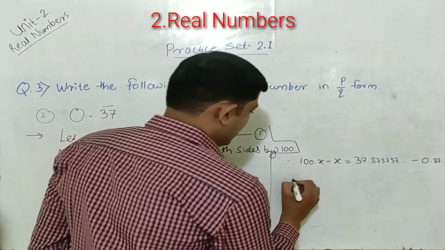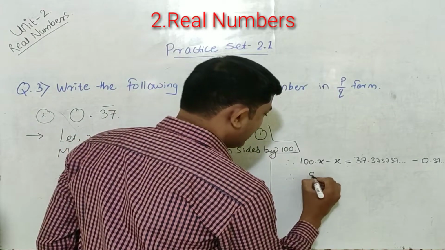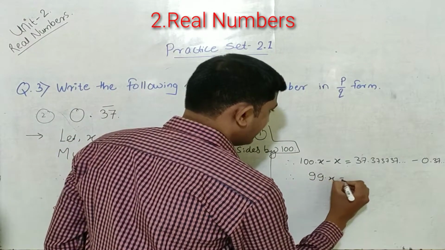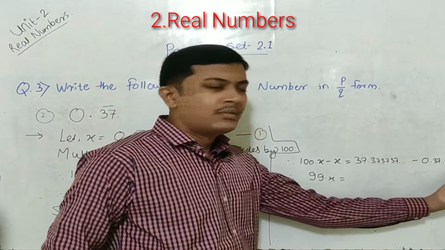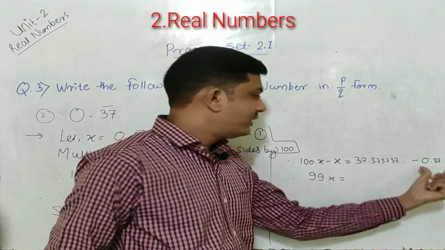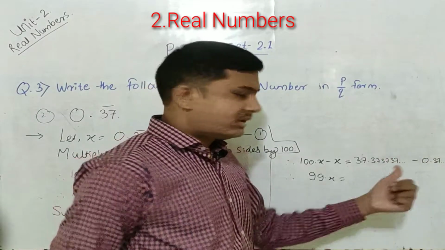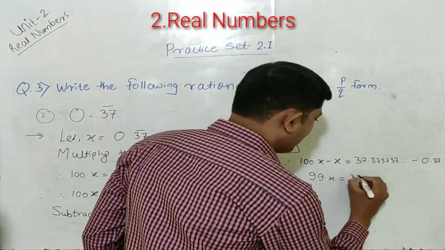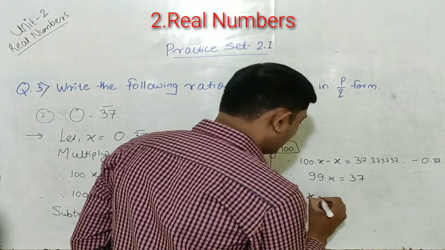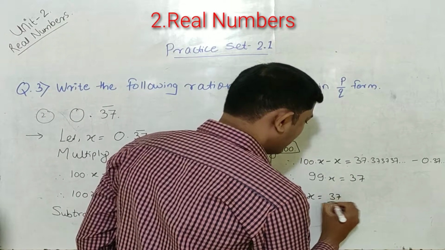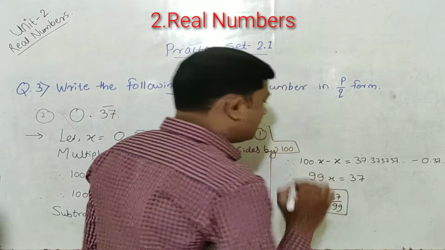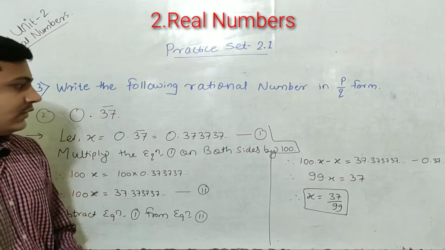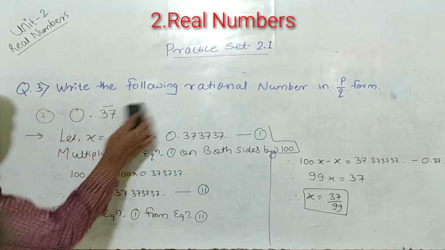Here on the LHS we get 99x, which is equal to, after the decimal point there are the same number of digits repeated, so the subtraction becomes 0. We get here 37. Therefore the value of x will be what? 37 upon 99, which is in the form of p upon q. Now see the next third example.